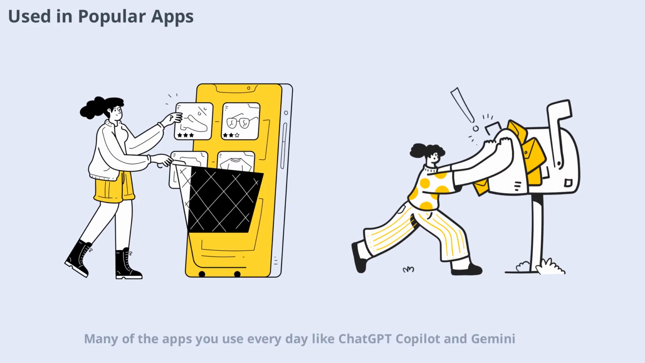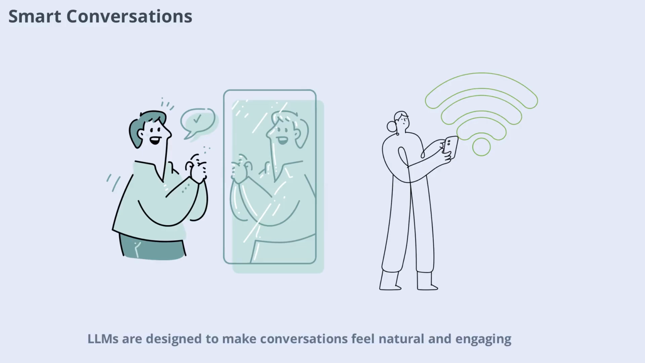Many of the apps you use every day, like ChatGPT, Copilot, and Gemini, are powered by LLMs. These tools make it easier to get information, automate tasks, and be more productive, all thanks to the power of language models. LLMs are designed to make conversations feel natural and engaging. They remember what you've said, follow the flow of the discussion, and respond in a way that makes sense. This makes chatting with AI more enjoyable and useful.